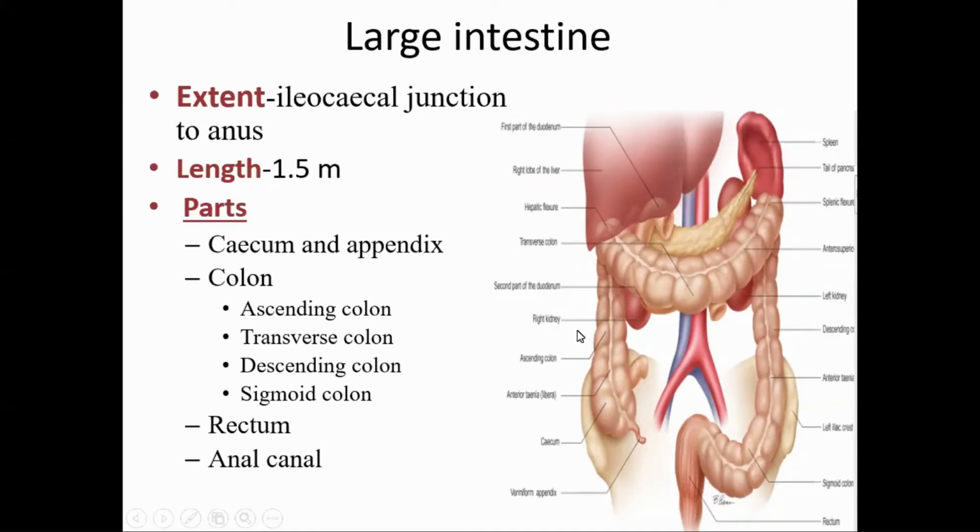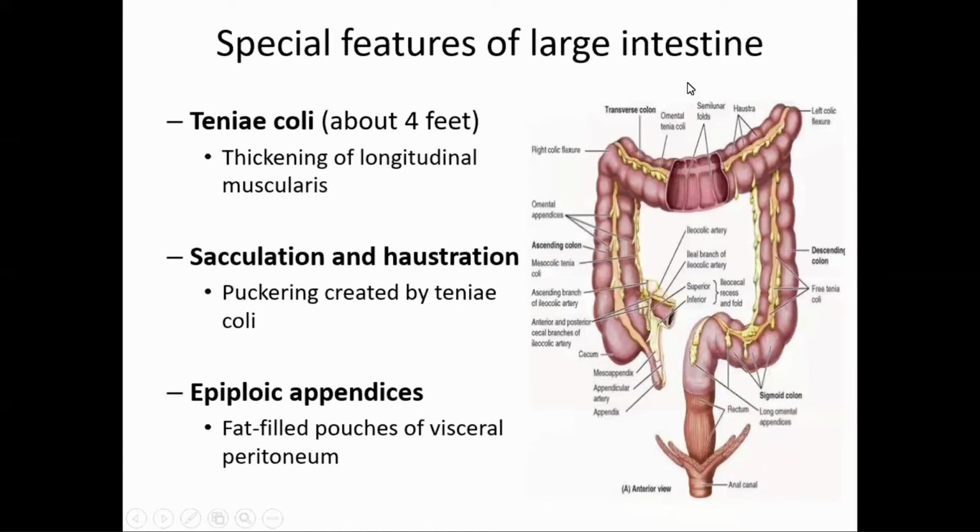So what are the special features of the large intestine? First, what are the features of the small intestine? There is the presence of the plicae circulares (valves of Kerckring) and villi, whose function is to increase the surface area for absorption. Intestinal glands are present. The special features of the large intestine are the Taenia coli. These are the longitudinal muscular bands.